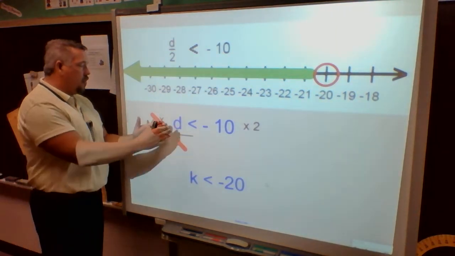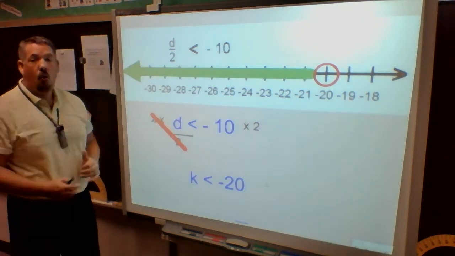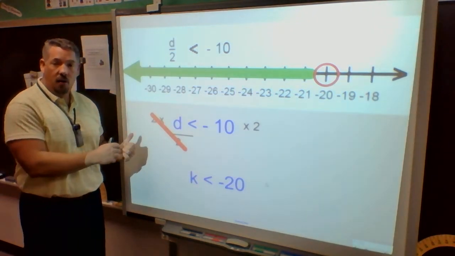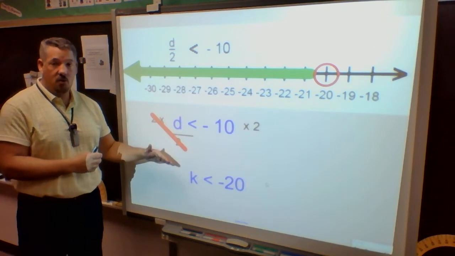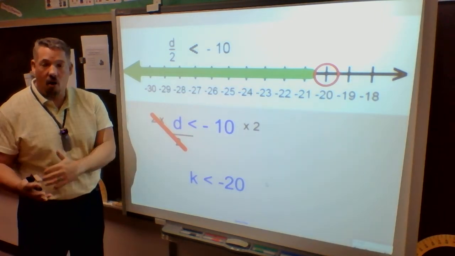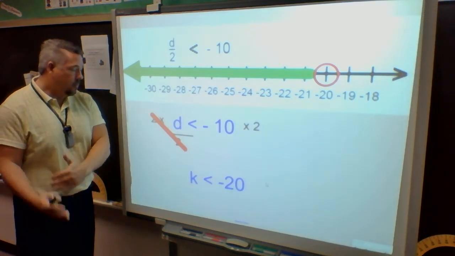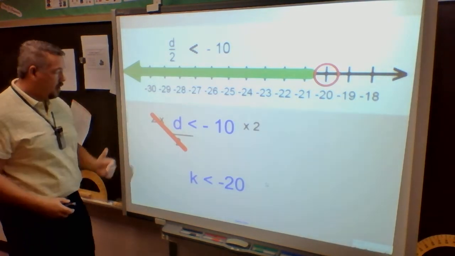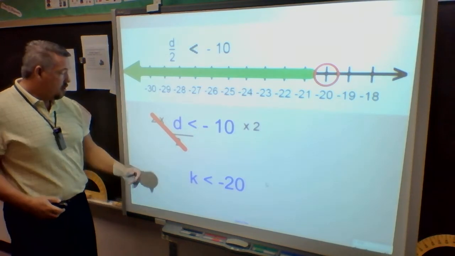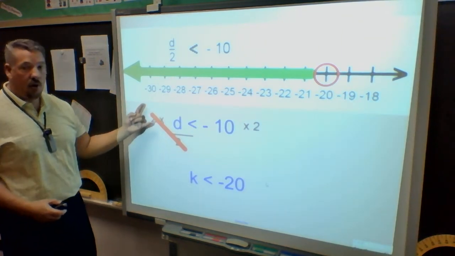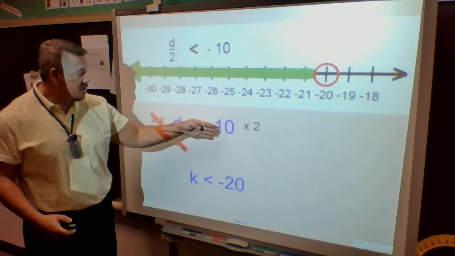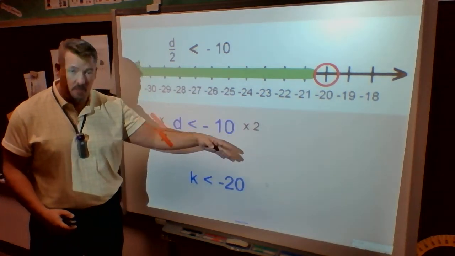I find my variable. My variable is the D. What am I mathematically doing to the D? Well, it's in a fraction form, so I know it's division. So I have to start with the opposite function. The opposite of dividing by 2 is multiplying by 2. It cancels it out. So if I multiply by 2 here, then I do it on the opposite side. So negative 10 times 2.